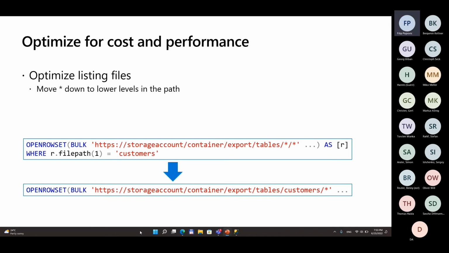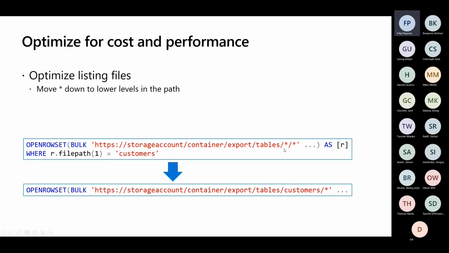So let's move to the actual steps. When you're listing files, please keep in mind that the service will ask storage to list all files starting from the first wildcard in your path. So no matter what you put behind your first wildcard, the service will ask for the list of all files beneath the first wildcard, recursively, like a flat list of all the files beneath that wildcard, no matter the depth level. This can take some time, as we explained.